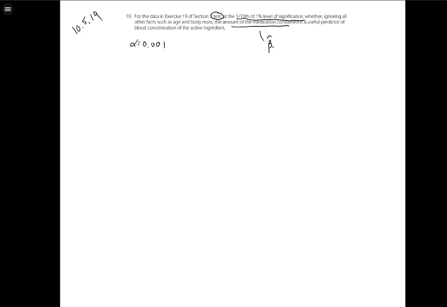So the first step in our hypothesis testing is determining our null and alternative hypotheses. And as noted here in this section, the null hypothesis is that beta 1 is 0, and our alternative hypothesis is that it's not 0. So that's where we're headed.